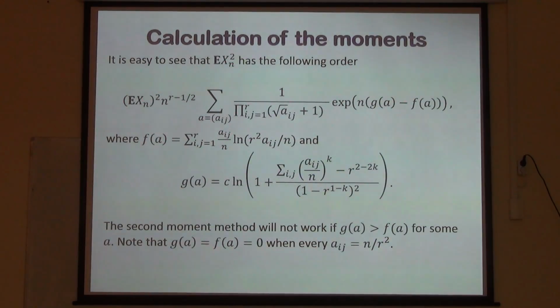So the second moment will be much larger than the square of the first moment. So we want to prove that for any constant c less than something, g of A is always at most f of A. They are both equal to 0 if we have the matrix with all equal entries, which means that every Aij is equal to n over r squared. It is easy to see that here the logarithm will be equal to 1, so this is 0, and this expression also will be equal to 0.